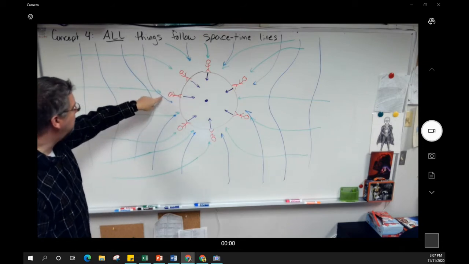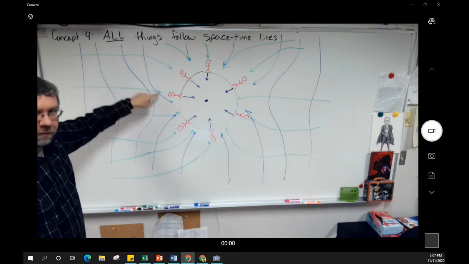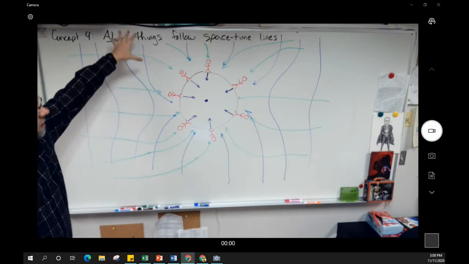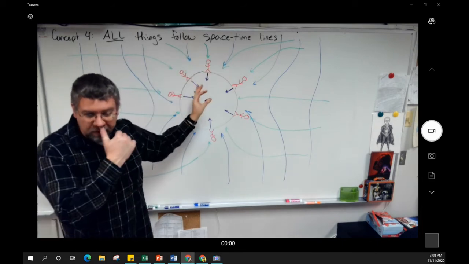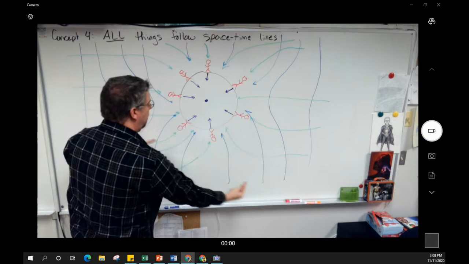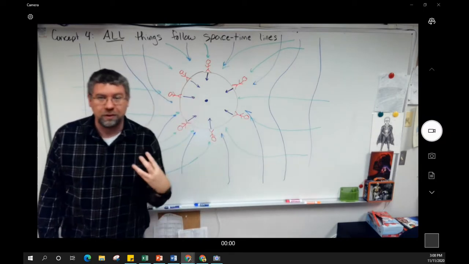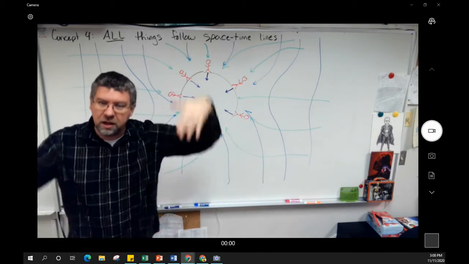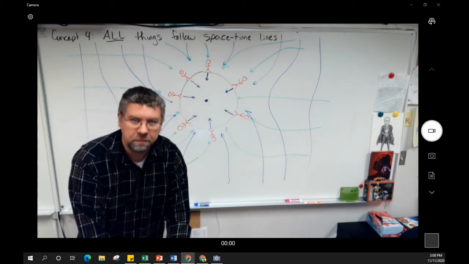Well, I have to fight my way against these curves to leave the planet, because all things follow space-time lines. These are like rivers, okay? Rivers of space-time that are flowing this way. And we are in those rivers. And we are caught in this flow, which is why we are constantly flowing down.